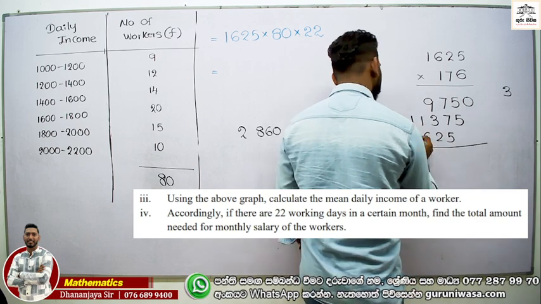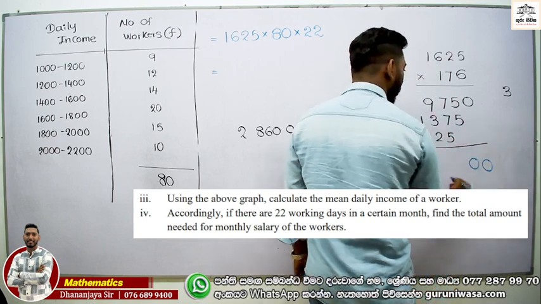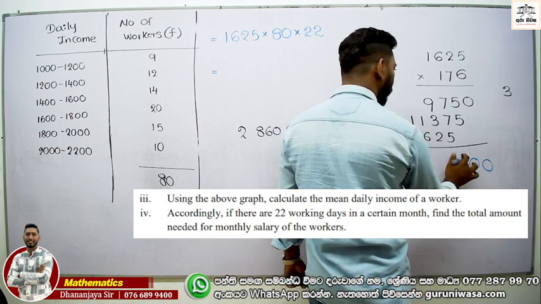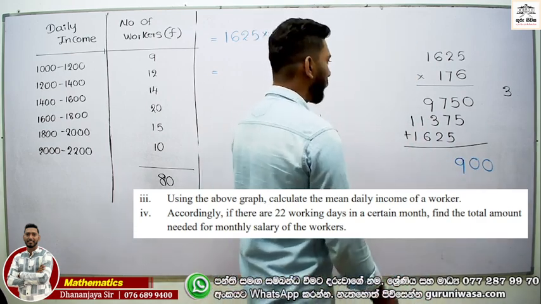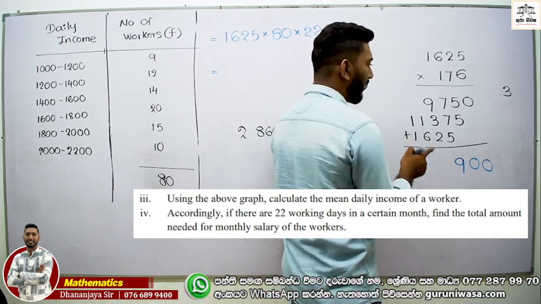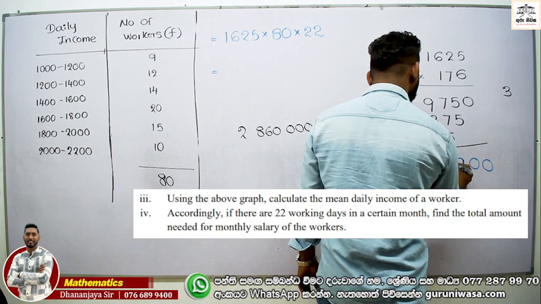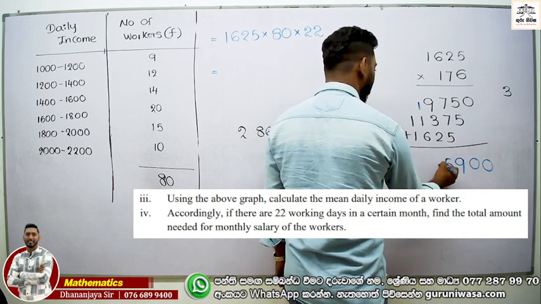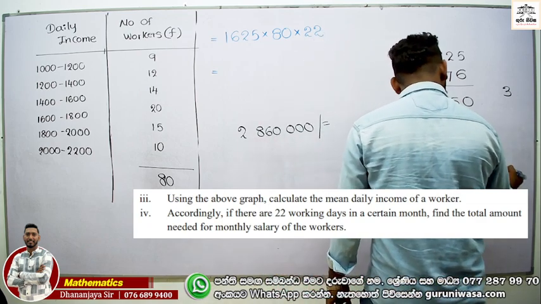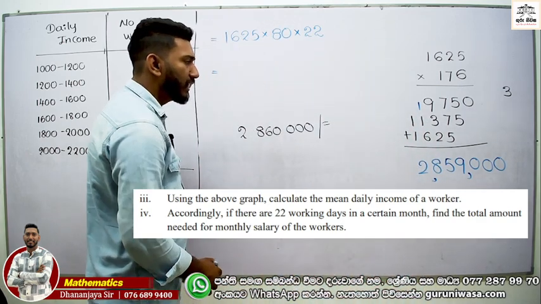Now I'm going to add these. 0, 0, and this one is 7, 7, 14, and 5 is 9. Right? 9. And 7, 14, 19, 1 remainder, 10, 13, 15, 1 remainder, and 8, and 2. And for the last answer, you need to add 0. 2,859,000.